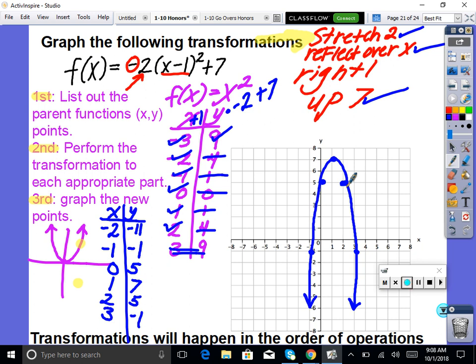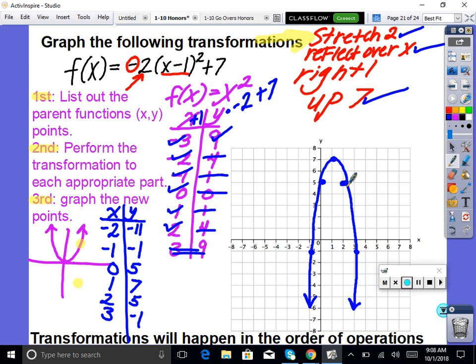When we reflect over the x-axis, that will change our y values only. Oh, okay. Which one's negative 1? Did you figure it out?